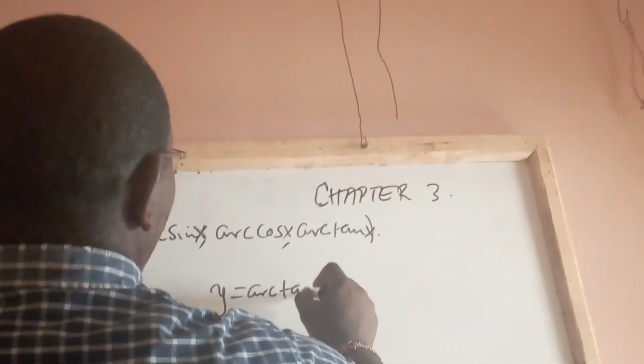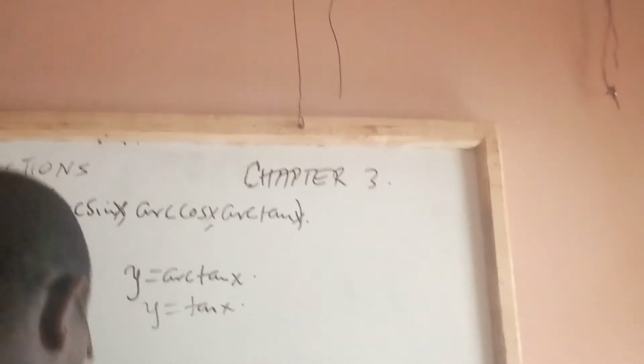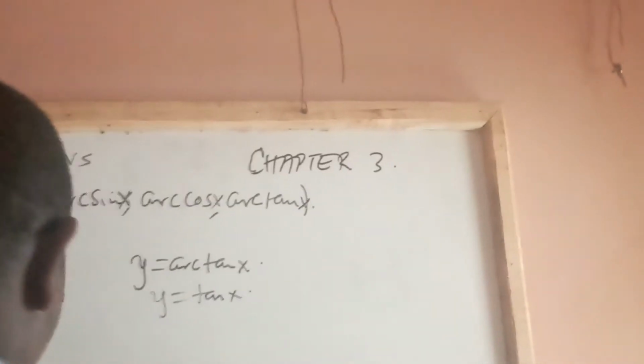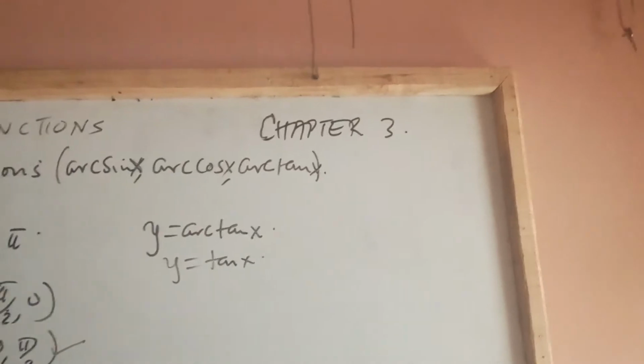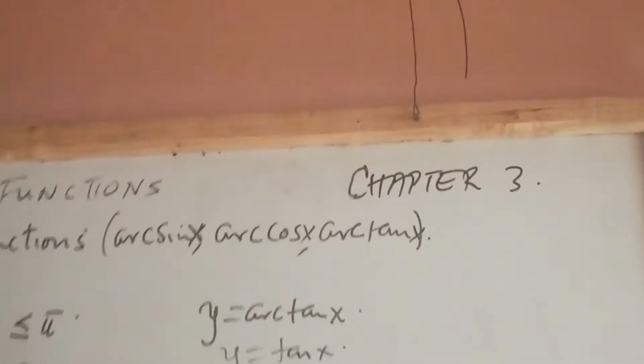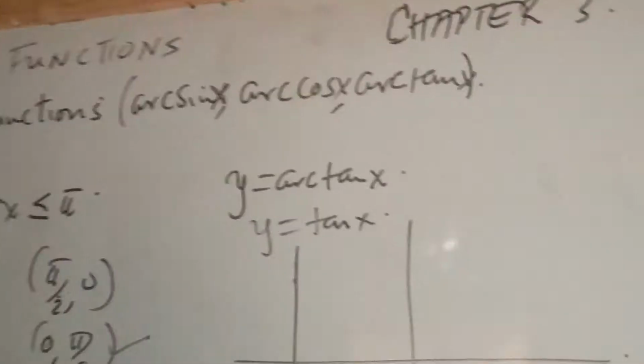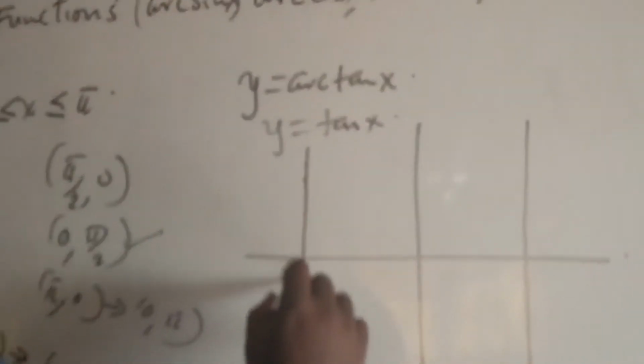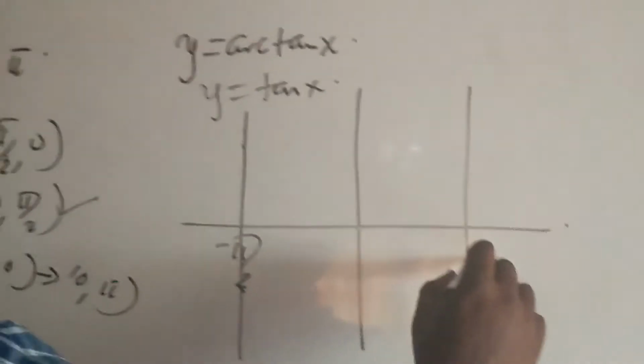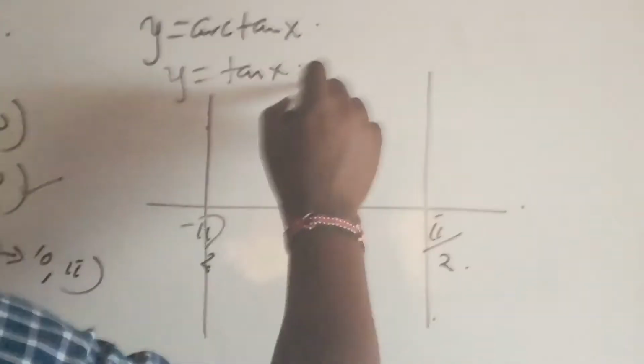Now the graph of y equals arc tan can be interesting, because we need to first of all get the graph of y equals tan x. And this one is going to be very interesting because we have asymptotes. One asymptote is at -90, negative pi over 2. Another one is at positive pi over 2. Remember, this is the y-axis and this is the x-axis.